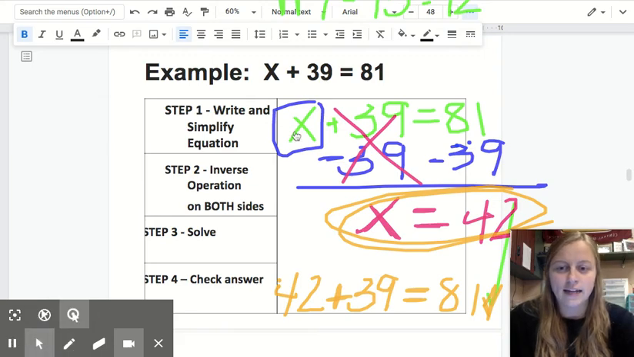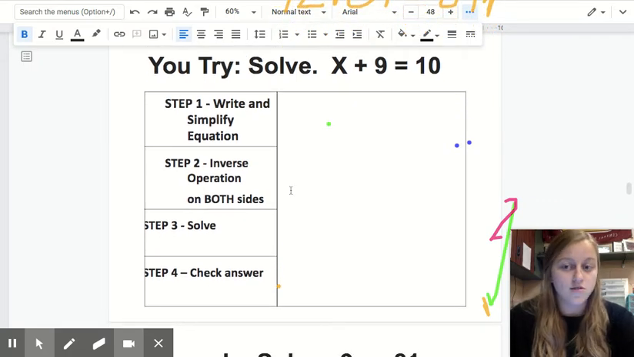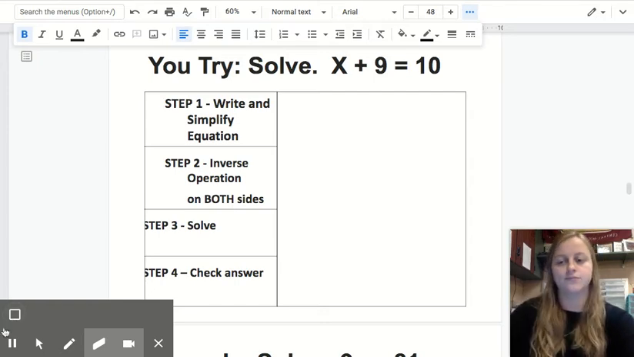All right, let's go ahead and you try another one. X plus 9 equals 10. Remember, you got to show your work on both sides.